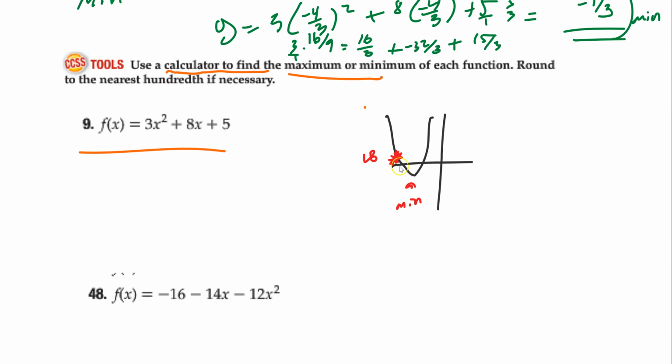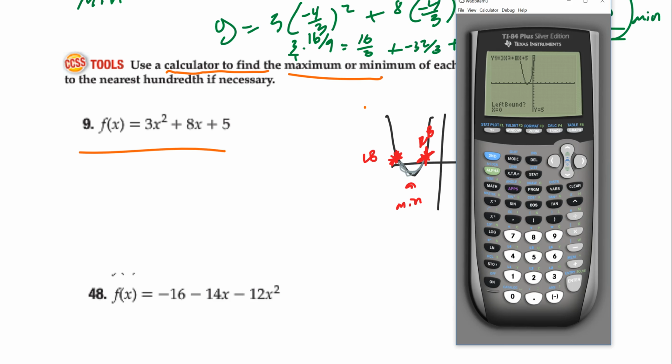What it's going to do is search in between something. So make that the furthest left you can search. It'll ask you for a right bound. So you're going to go past the min onto the other side. You make that your right bound. And what the calculator is going to do is search in between those two values you set to find the minimum. So that's the way it works.